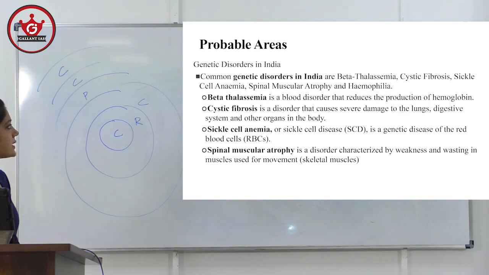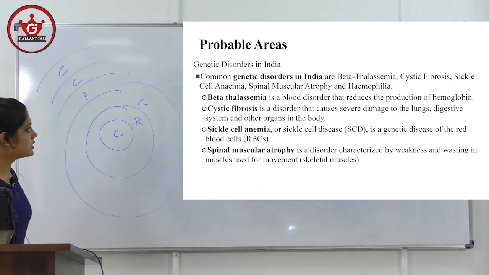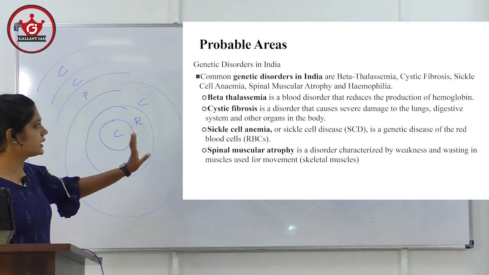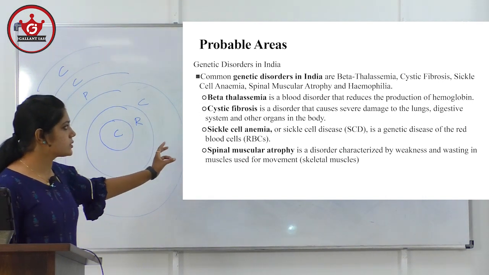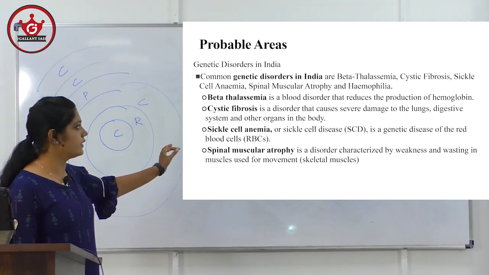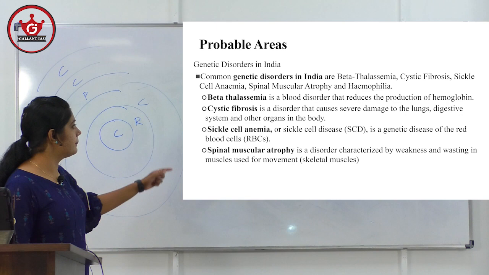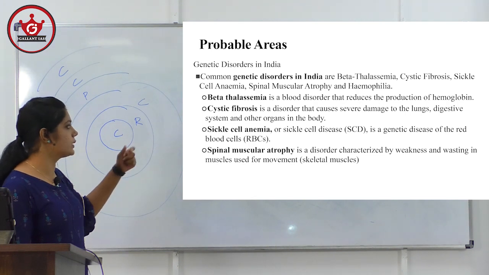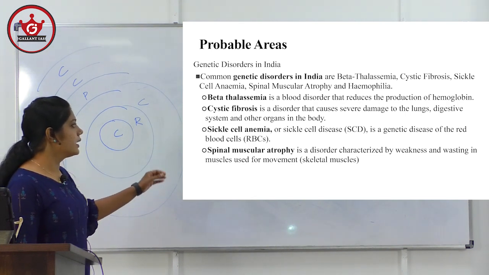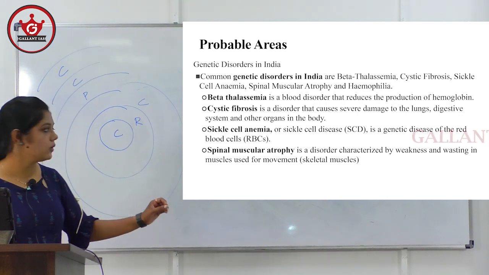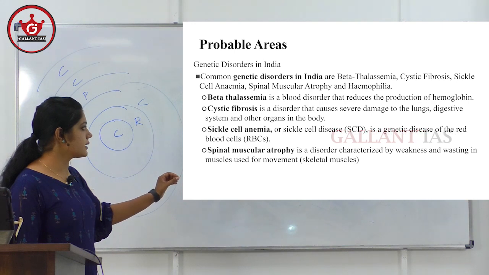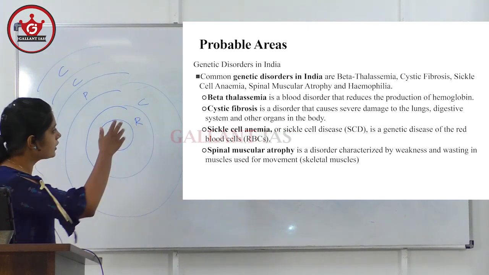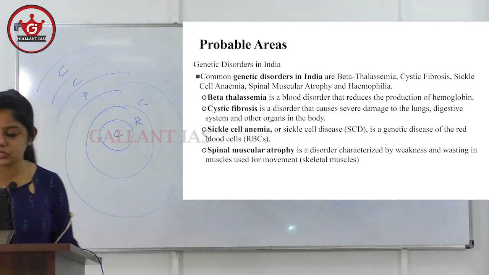And among probable areas, one question that can be expected is genetic disorders in India. Common genetic disorders are beta thalassemia, cystic fibrosis, sickle cell anemia, spinal muscular atrophy, hemophilia, etc. I have given here, beta thalassemia is a blood disorder caused by the production of hemoglobin. Cystic fibrosis causes severe damage to lungs, digestive system, etc. Sickle cell anemia, SCD, is caused by RBCs. Next is spinal muscular atrophy, characterized by weakness and wasting in muscles. Next is hemophilia, again blood related. All these are genetic disorders which can be asked. Statement-wise questions can be expected.